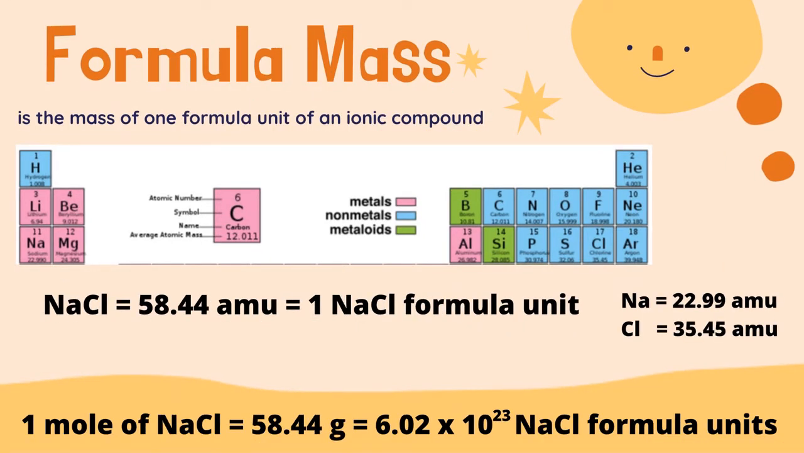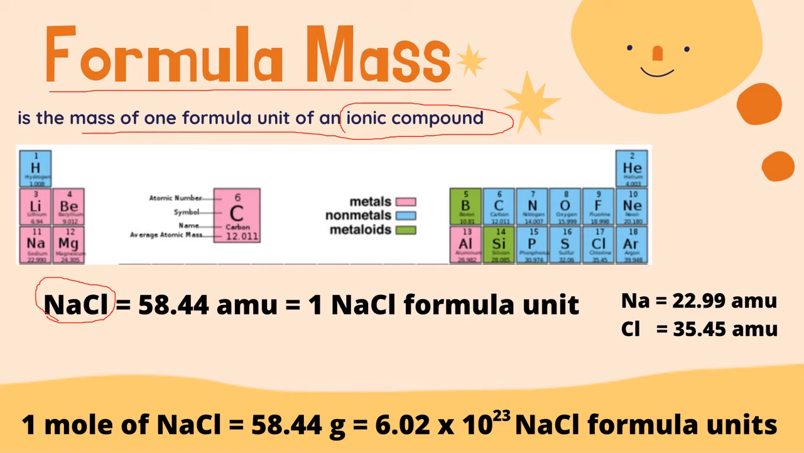Now, the same is true for formula mass. Formula mass is the mass of one formula unit of an ionic compound. And the example here we have NaCl, or sodium chloride. Sodium chloride is the salt that we have in the kitchen that we use to season our food, or that's asin in our vernacular. Now, NaCl, or sodium chloride, has two elements that comprise it. We have Na, or sodium, and Cl, or chlorine.